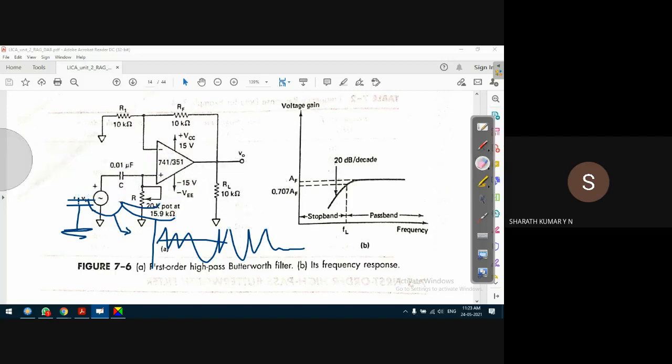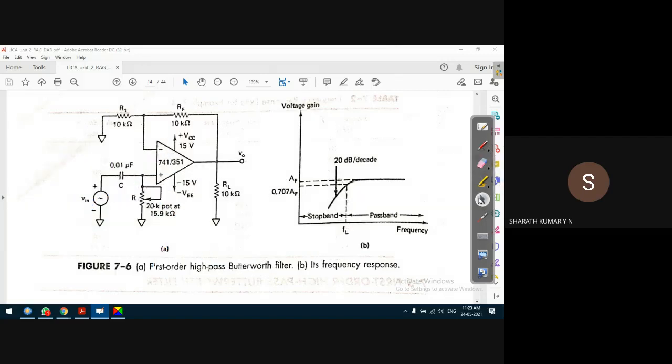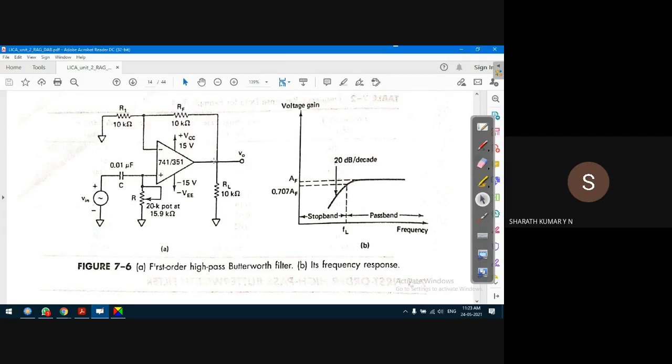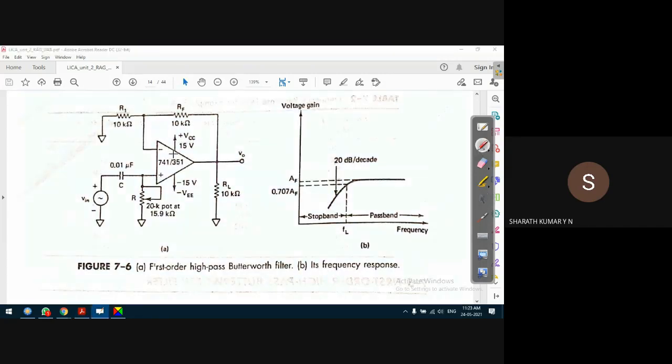So the feedback is given to the inverting input. You can observe that the feedback is given to the inverting input, so that we can control the gain of the operational amplifier and we have stabilized operation. That's the advantage of having the negative feedback.